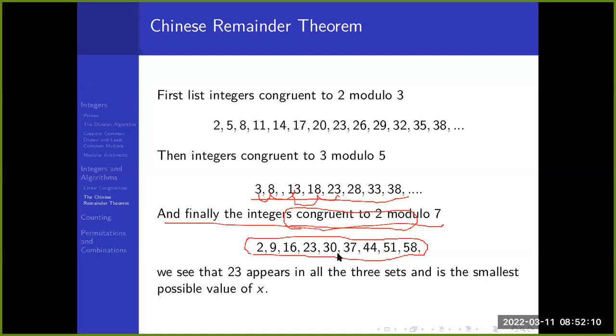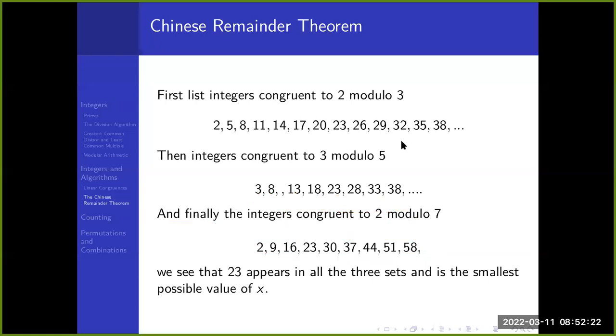Then you stop. So now you are looking for numbers that will be common to all the 3 lists that you have prepared. So the number that is common in all these 3 lists will be your solution. So you will notice that 23 appears here. It also appears here. And it also appears here. So 23 is definitely a solution.